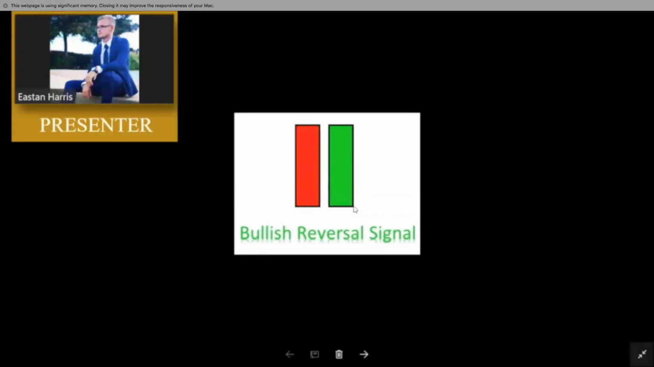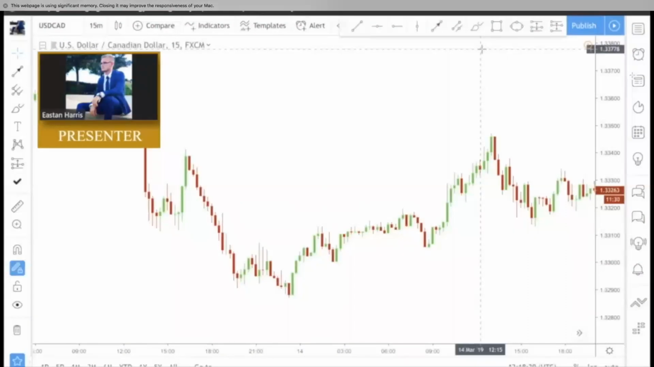So this is the bullish version of the railroad, and we're going to dive into the charts, and I'm going to give you a glance at what that looks like in live market. Alright guys, so we're going to be looking for railroads.